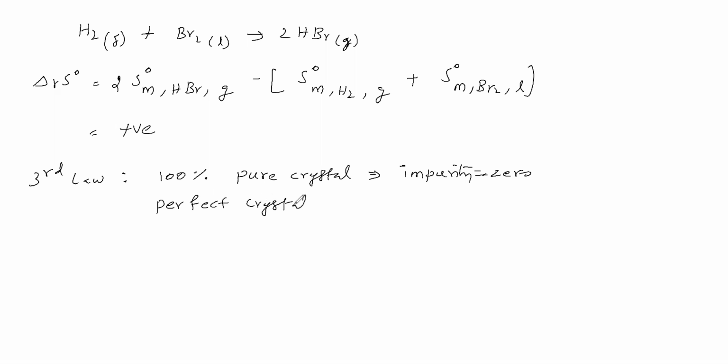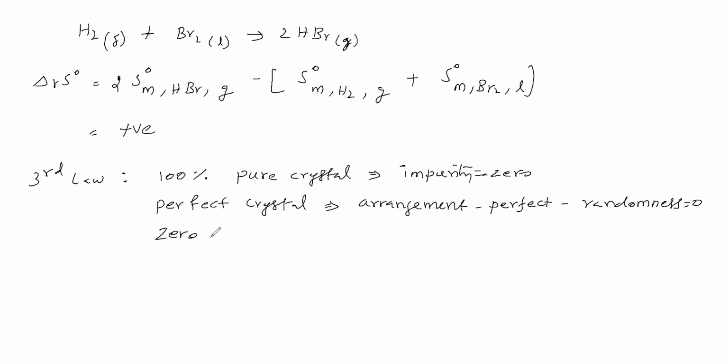What is the meaning of perfect crystal? The arrangement of particles is perfect. What is the meaning of arrangement being perfect? Randomness is zero. Disorder is zero. The arrangement is regular, perfectly ordered arrangement. Randomness is zero. Disorder is zero. That is what is meant by perfect crystal.